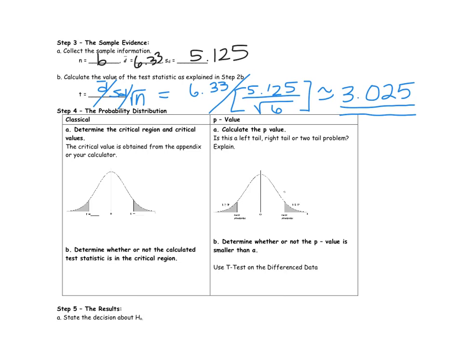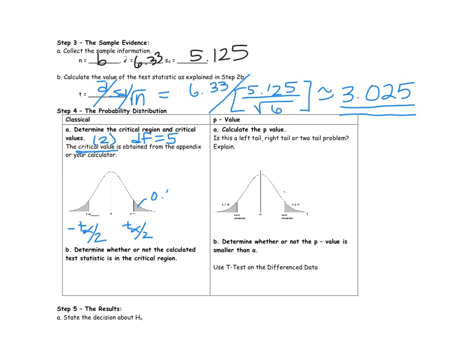So we have two ways of determining that, our classical approach and our p-value approach. Our critical value for the classical method, we can get that from our chart. And this is a two-tailed test, so there's going to be two critical values this time. So degrees of freedom is 5, and alpha is 0.05. So this is really going to be a critical value t sub alpha over 2 and negative t sub alpha over 2. So area in the right tail is 0.05 over 2.